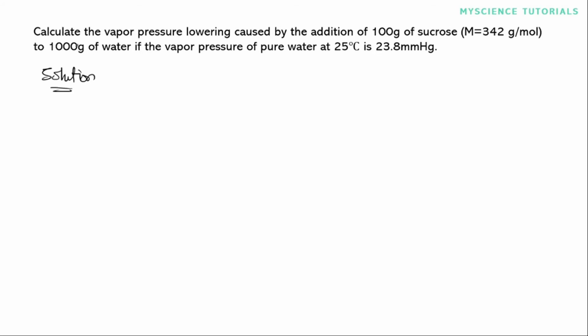So we are to calculate the vapor pressure lowering, that is what? Delta P is what we don't know, by the addition of 100 gram of sucrose. So our solute has the mass 100 gram. Now the molar mass of the solute is what? 342 gram per mole.